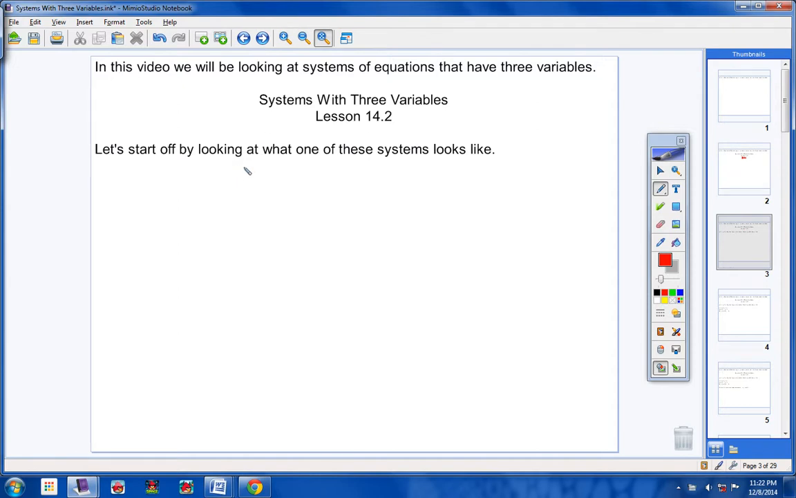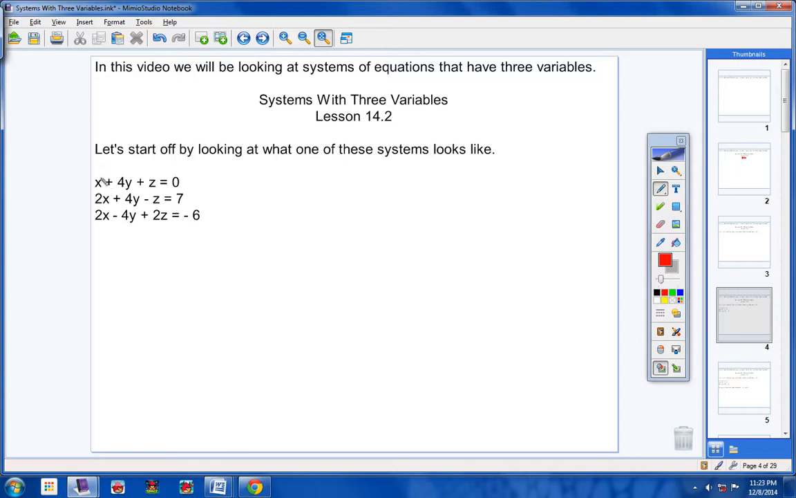Now, let's start off by looking at what one of these systems looks like. You can write this down if you want to. You don't have to, that's up to you. And really, to be honest with you, this should be material that you totally went over already in Algebra 2 two years ago during your sophomore year. But here we go. This is what we call a system with three variables.